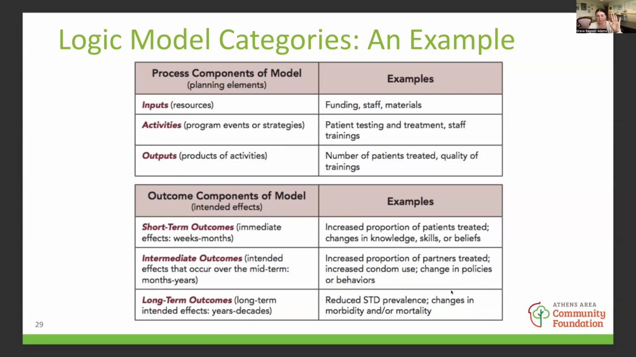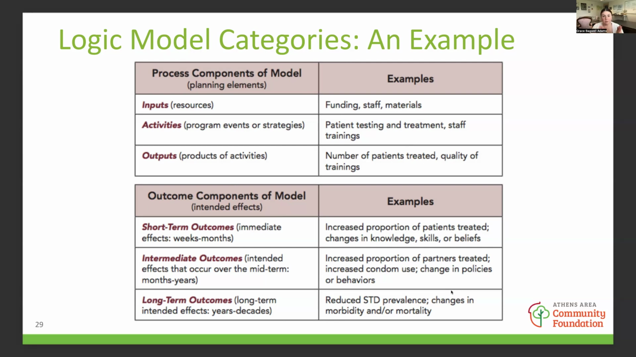I've broken them into two pieces. The top are the process components. These are sort of the nuts and bolts of what it takes to do your intervention. Inputs, which are resources, activities, the program events or strategies, and outputs are the products of the activities. It's a great way to think about it. In this particular example, it's just walking you through the basic outline of a logic model for a program that is trying to intervene on community health around STD prevalence. So trying to intervene to decrease the burden of disease related to sexually transmitted infection and disease.